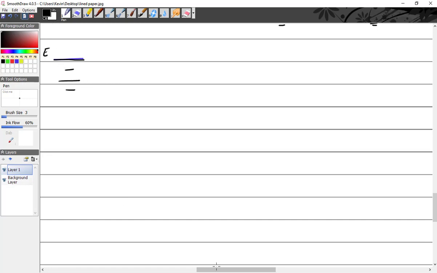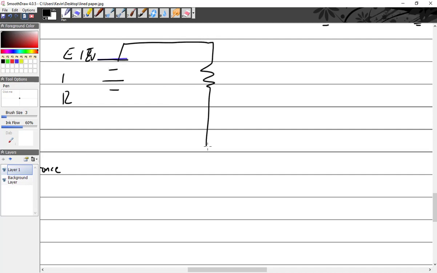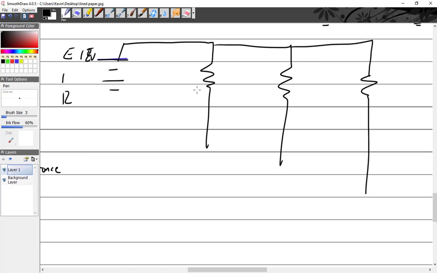I did not give myself enough room. Stick with 12 volts, so I don't gotta erase that. Okay. 12 volts. And this time we're going to do 0.5 amps, 3 amps, and 2.5 amps. And you can figure the rest out. It says 12, right? 12 volts. Yes.